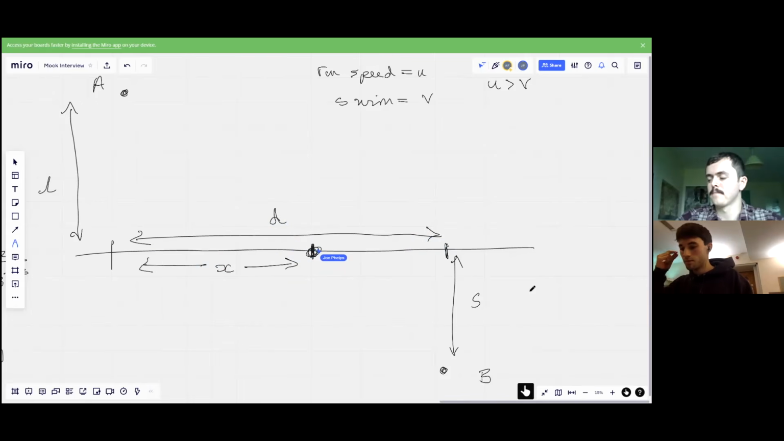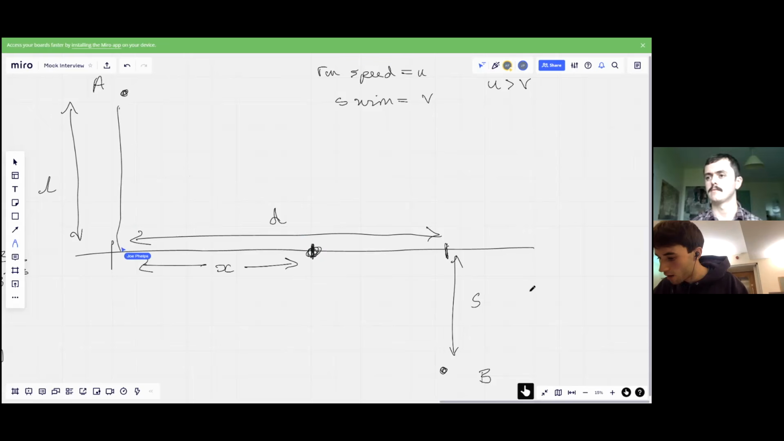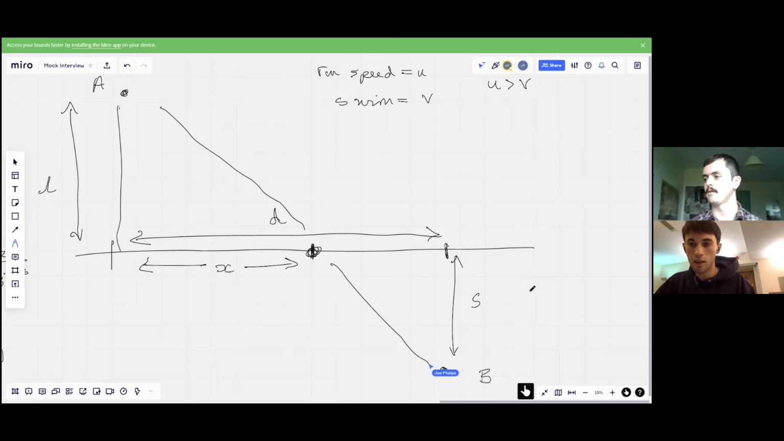So I'm making the assumption here that between running to the water and then swimming to the swimmer, I'm going to be going in straight lines. I think that would make sense. What I can do is then just find the distance between these points, and then use the speed to calculate how long that time would be.